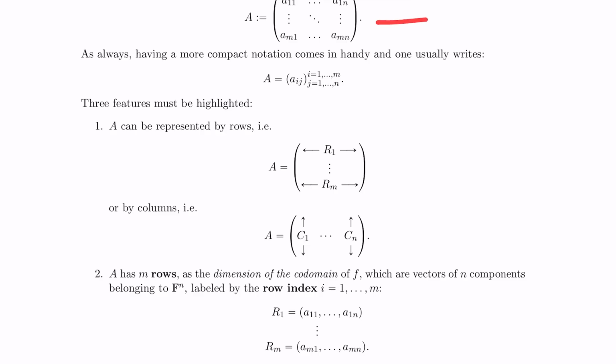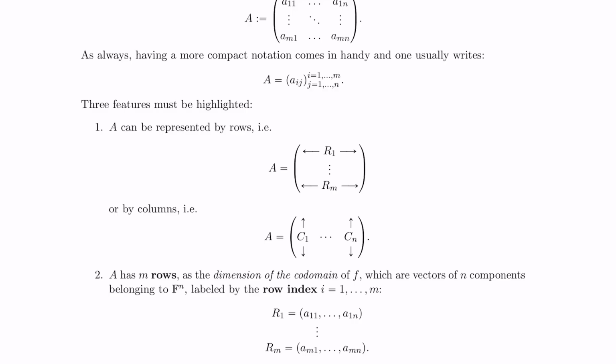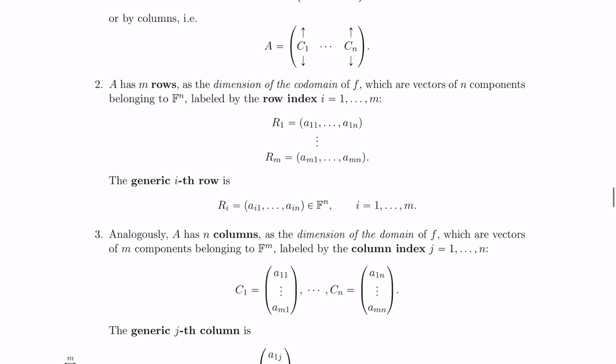In fact, as you can see from the explicit expression of the matrix and also from this compact notation in terms of rows, the matrix A has m rows. M, remember, is the dimension of the codomain of the function f, and the row vectors are elements of Fn. Instead, looking again at the explicit expression of the matrix A or to its compact notation in terms of columns, we see that A has exactly n columns, which, interpreted as vectors, are elements of Fm.